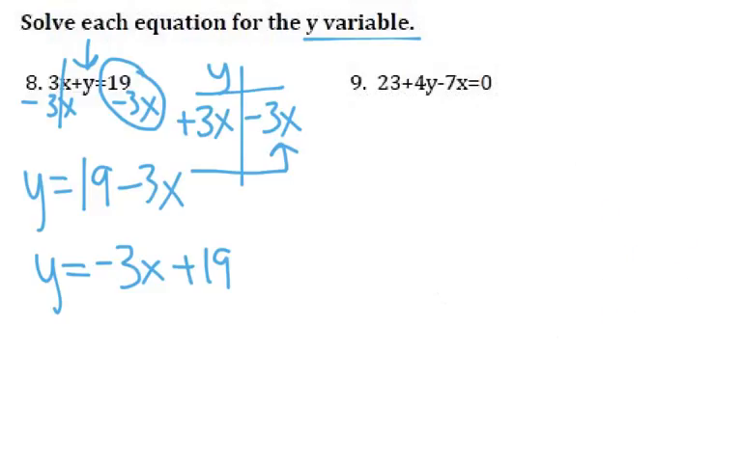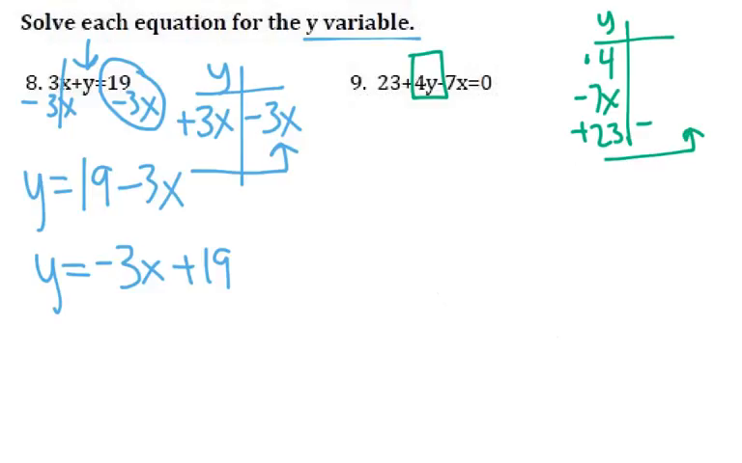Alright, let's take a look at number 9. So, what do we got going on here? We want to get y by itself. So, if I knew what y was, first thing I would do is times it by 4. That would give me a number, right? Then we'd subtract by 7x, and then we'd add that 23, wouldn't we? So we're going to go backwards and do the opposite. So we're going to start out by subtracting 23, adding 7x, and then dividing by 4. Doing the opposite in opposite order. So subtract 23 from both sides.